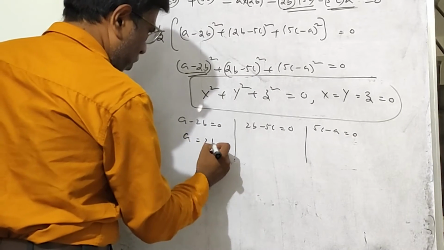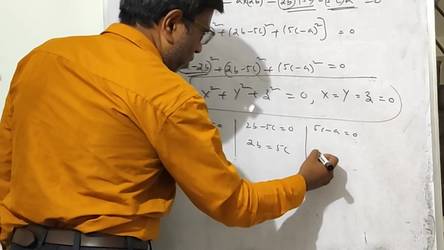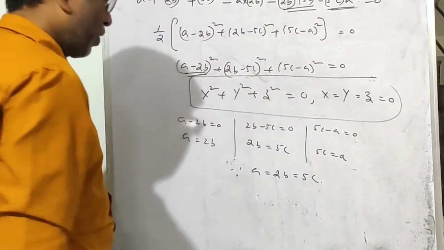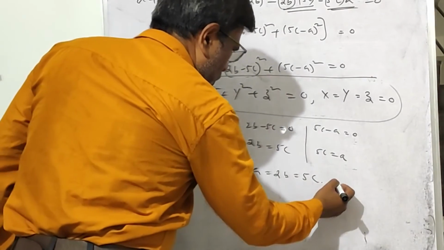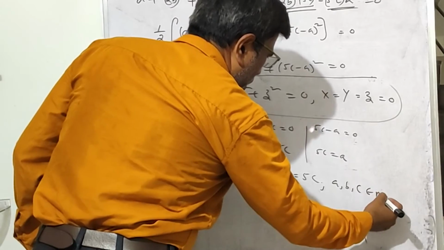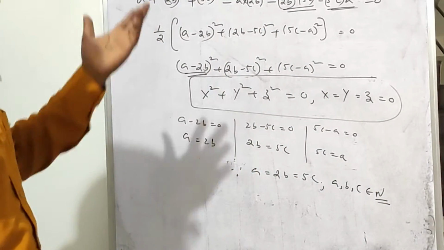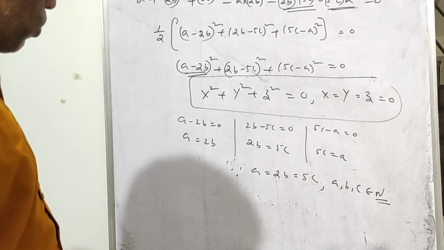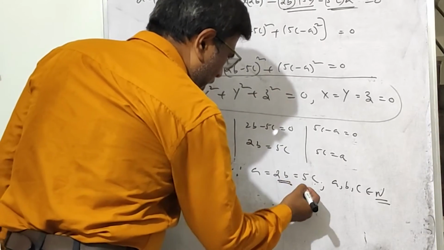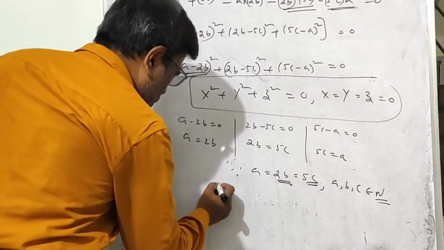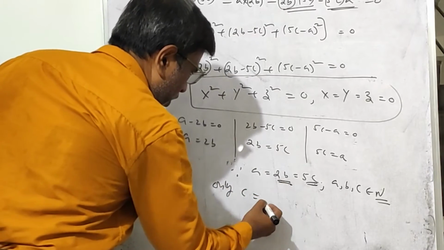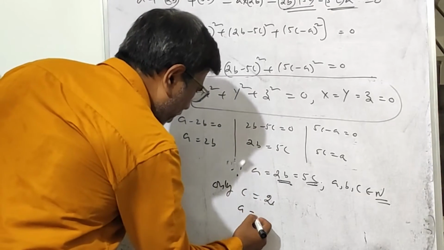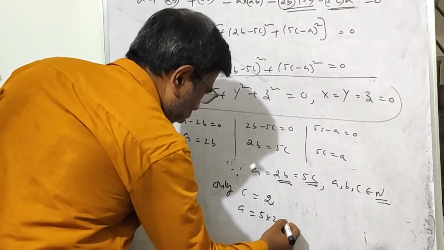So a equals 2b, 2b equals 5c, and 5c equals a. Therefore, a equals 2b equals 5c. Here a, b, c belong to natural numbers, so we need the least possible value. Since 2b and 5c are equal, for b to be a natural number, c must be 2 at the least. Now, what is a? a is nothing but 5c, that is 5 into 2, which is 10.